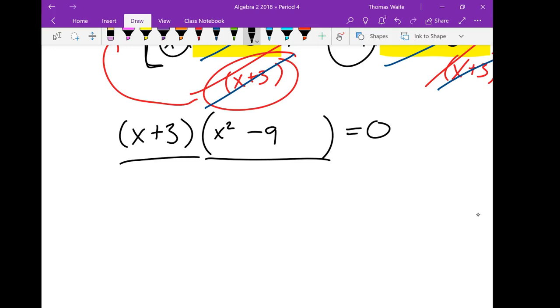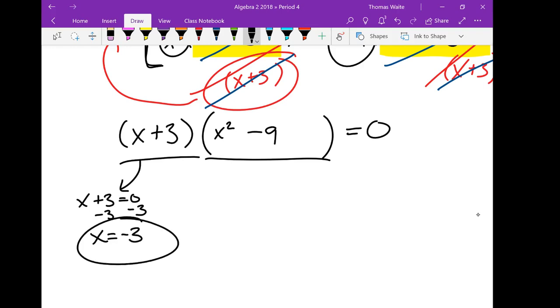Now it asks us to find all the solutions. Right now we can find one solution using this first linear term. X plus 3 is equal to 0. And that's going to give us a solution of subtract 3, x equals negative 3. So that's one of our solutions. But we should also be able to get some solutions from this quadratic that's left over on the right.